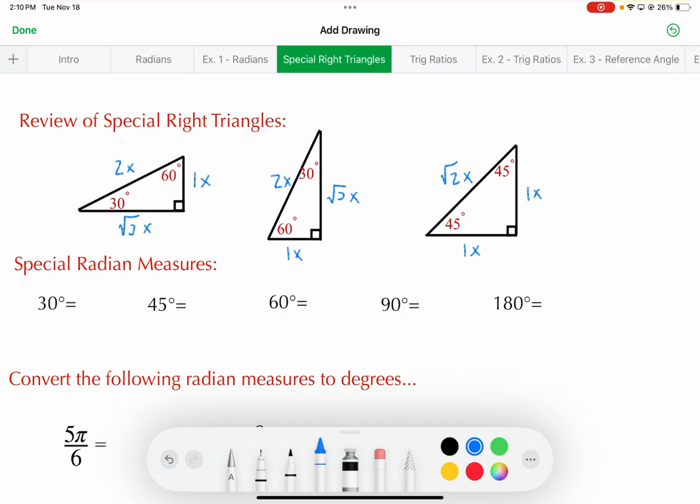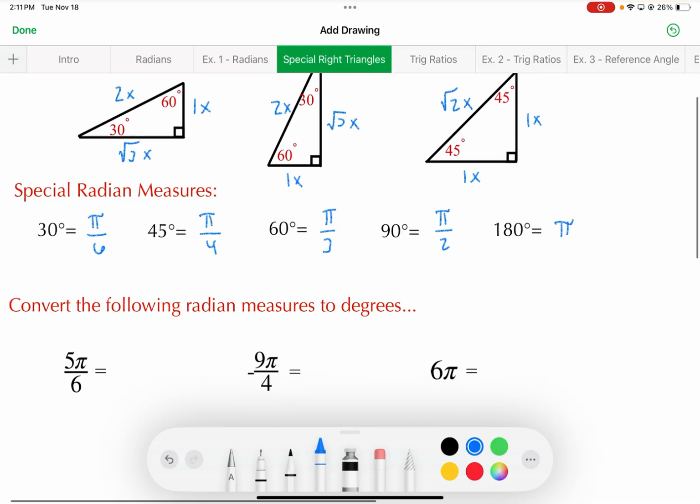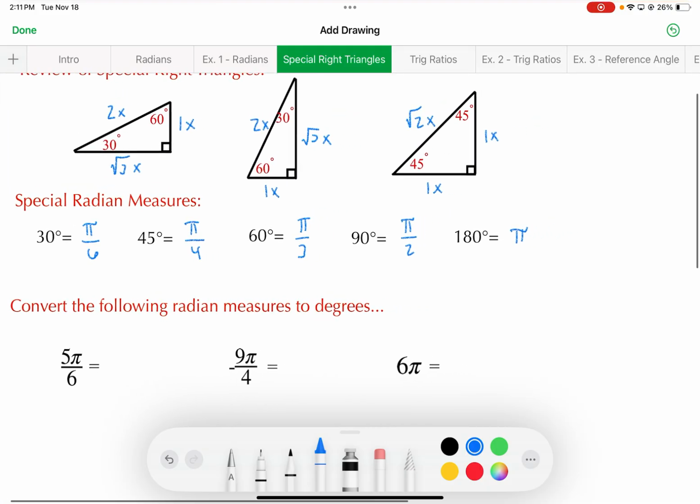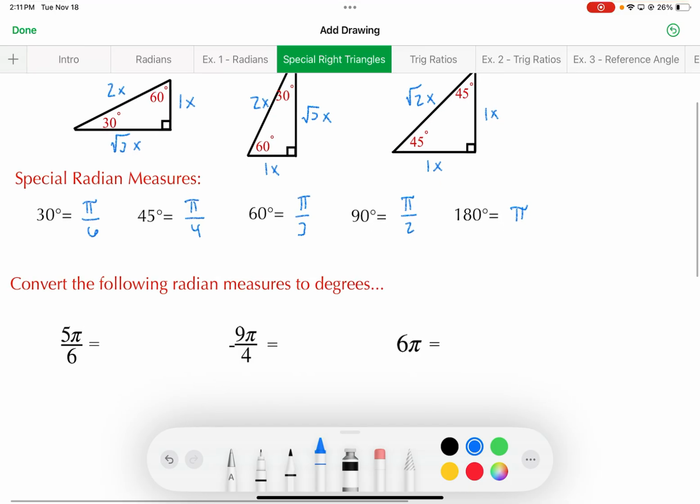Okay. Special radian measures you want memorized if you don't have them memorized already. 30 degrees is pi over 6. Good. 45, pi over 4. 60, pi over 3. 90, pi over 2. And 180 is just 1 pi, right? Okay. Knowing those can make conversions from radians to degrees in certain cases pretty easy.